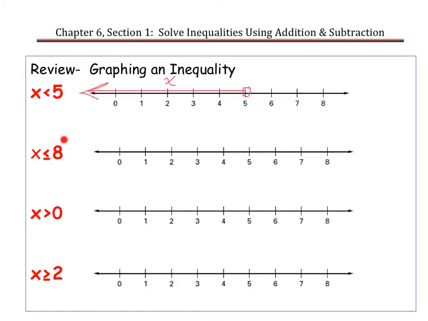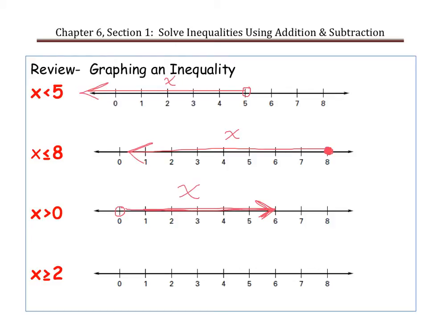Next example, x is less than or equal to 8. Since it can be equal to 8, we will go to 8 on the number line and we will put a circle, but this time we're going to fill in that circle. And again, all of the numbers that are less than or equal to 8 are going to the left. Fourth example, x is greater than 0, not equal to 0, however. So we have to go with an open circle, all the numbers that are greater than 0 are going over to the right.